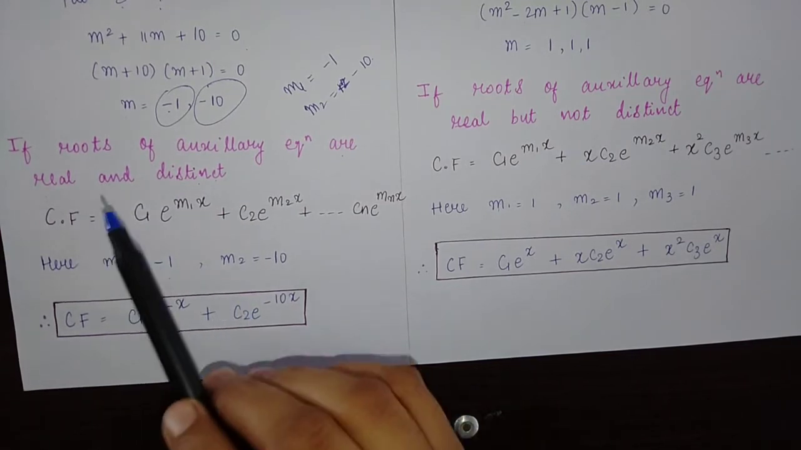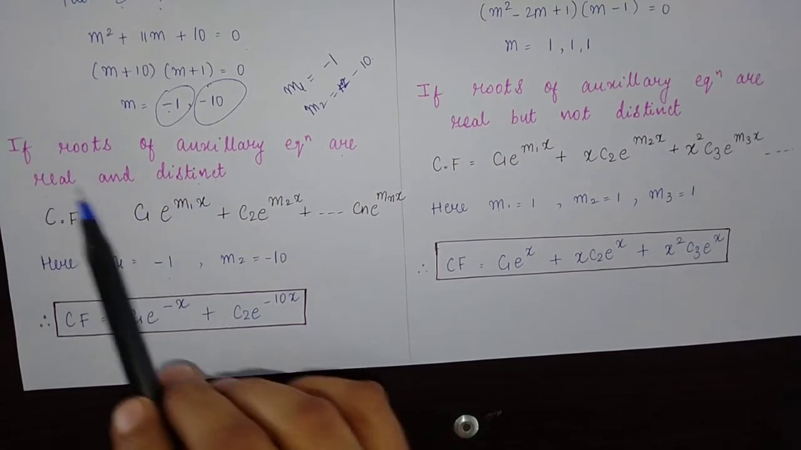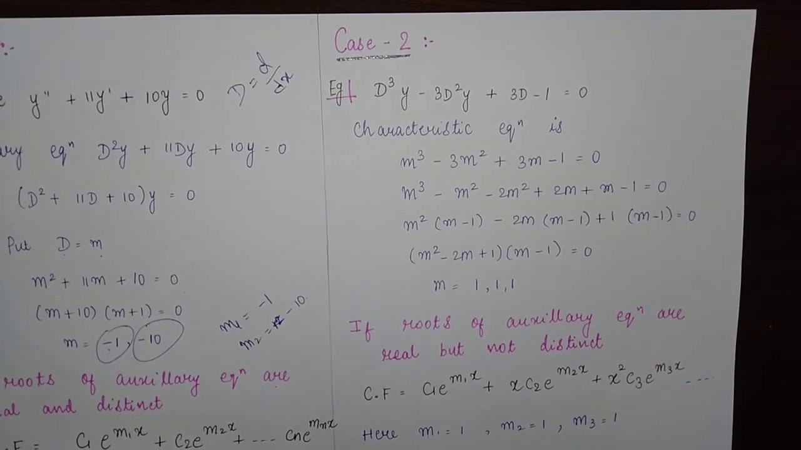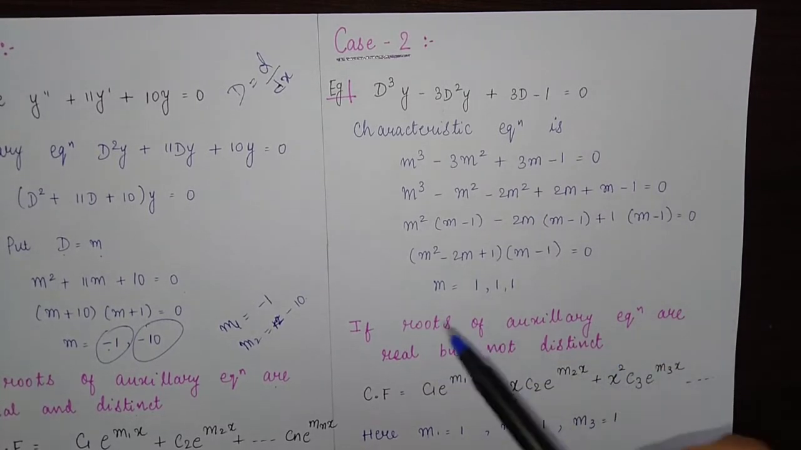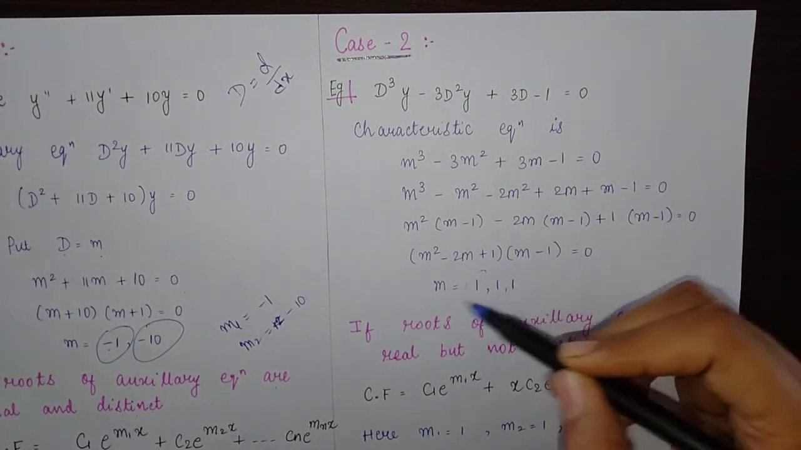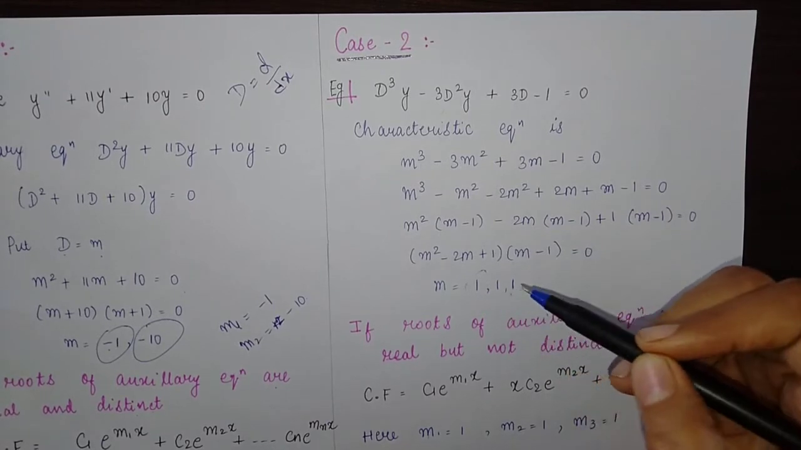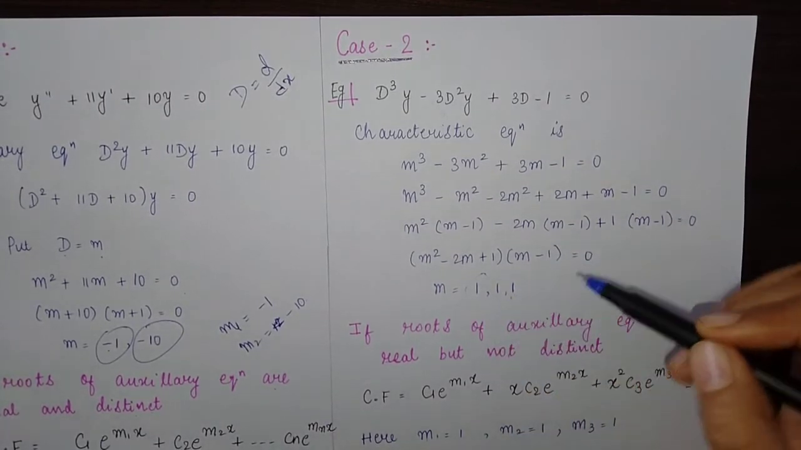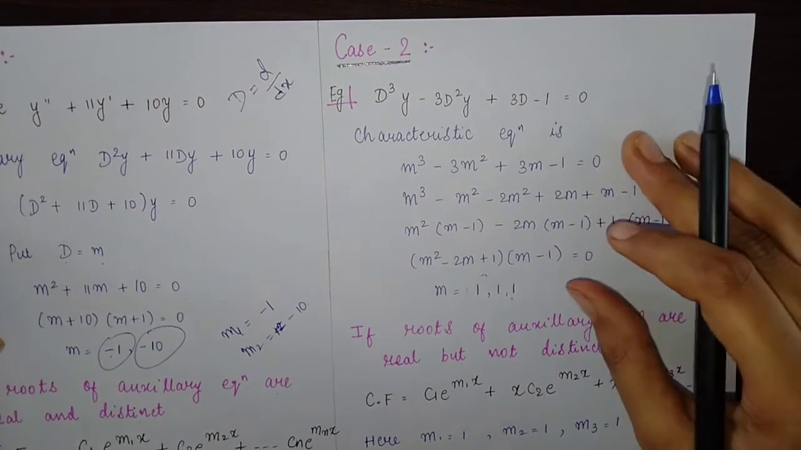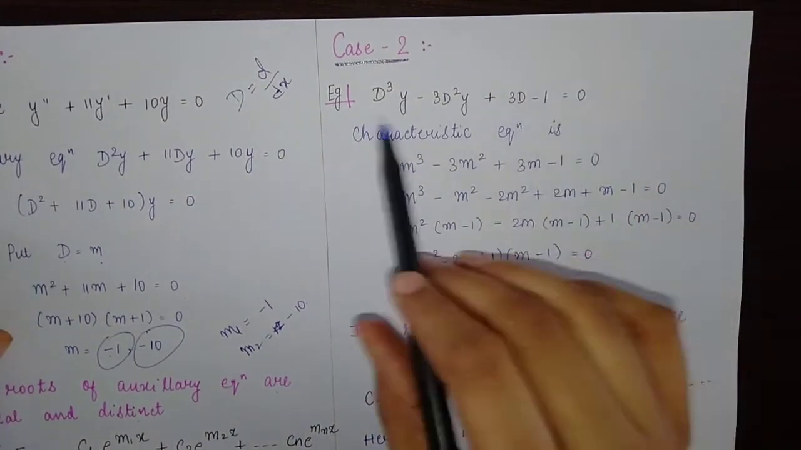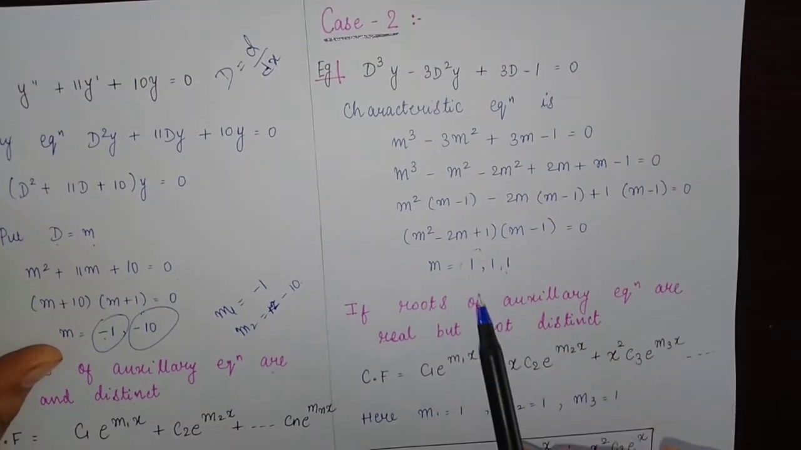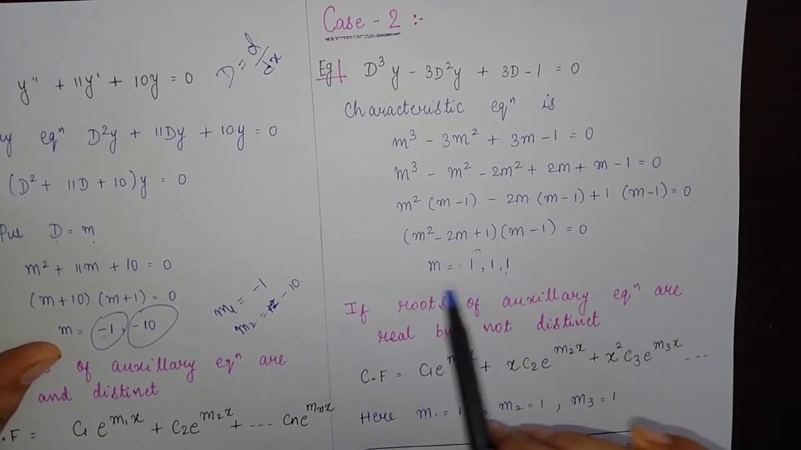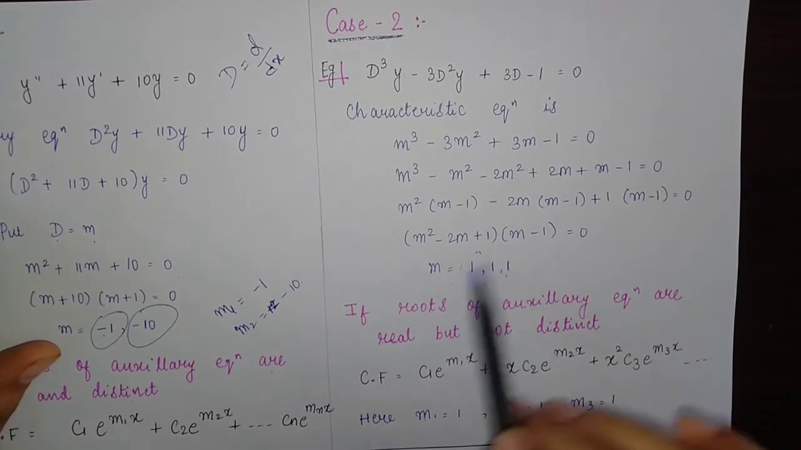So case 1 was for real and distinct roots. Now case number 2. In case number 2, we have roots that are real but not distinct. All the roots are real, that is 1, 1, 1, but they are not distinct, they are the same. During that time, we will use case number 2. For example, whenever you solve the given equation, you will get 1, 1, 1. It means that the roots are real, but they are not distinct.